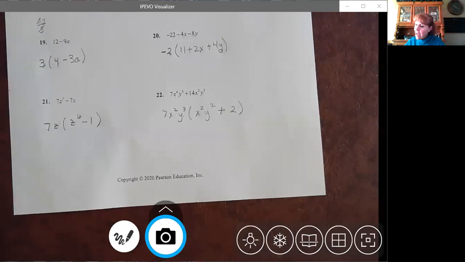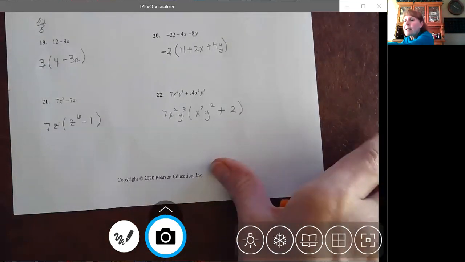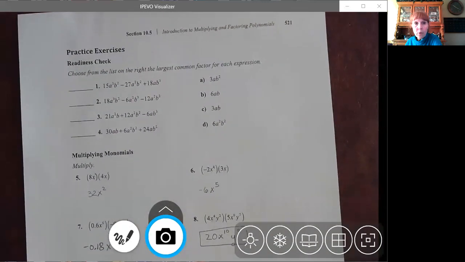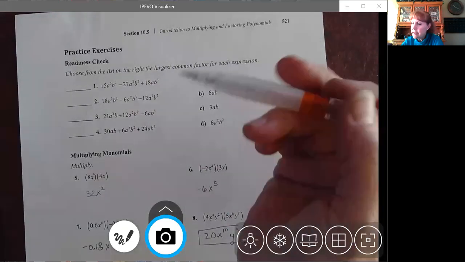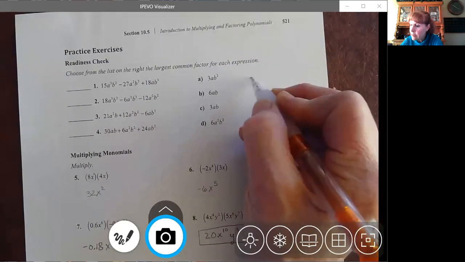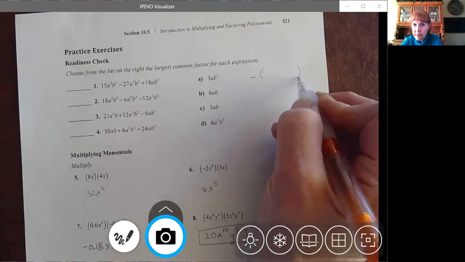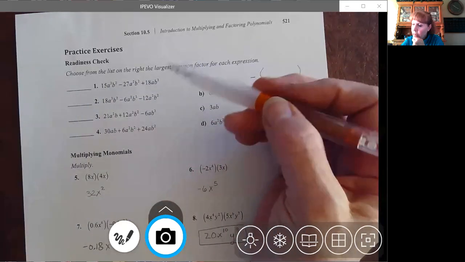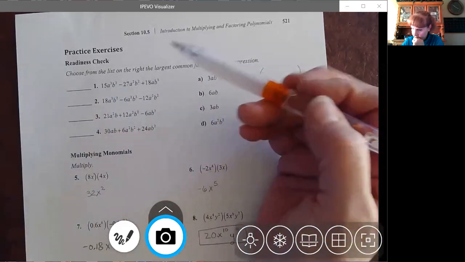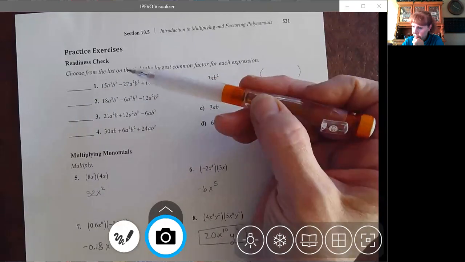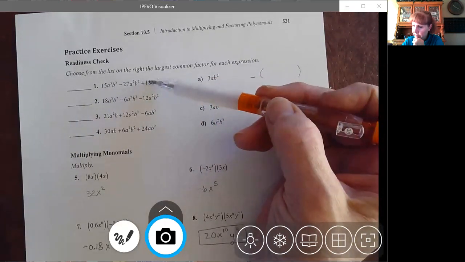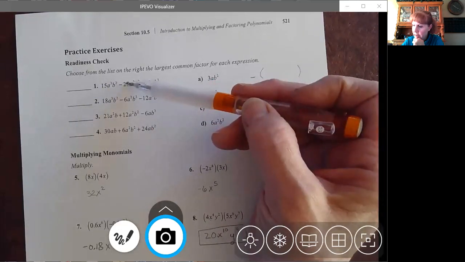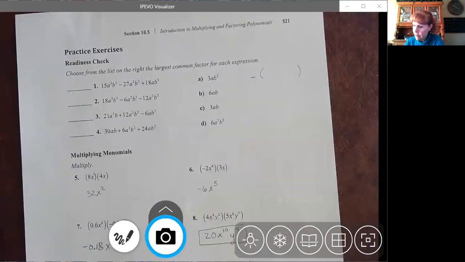Okay, so that's the factoring. Now I said we would come back to 1 through 4. What 1 through 4 is, it's not so much the factoring as it is coming up with that number outside your parentheses. So what's in common here? Well, looking at number 1, I can take a 3 or a 5. I can't take a 5 out of any of these. So it looks like 3 comes out of here, 3 comes out of here, and 3 comes out of this one.